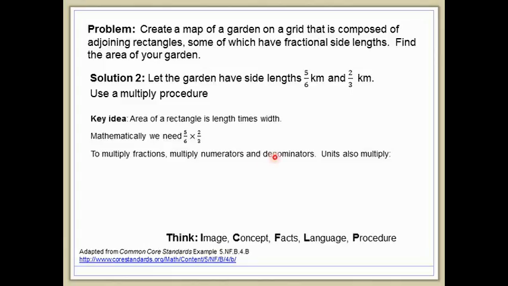So that's the procedure. Multiply the numerators, multiply the denominators, and also multiply the units when we're working with ideas that involve units. So what we need to do is 5/6 kilometers times 2/3 kilometers. We'll multiply the numerators. 5 times 2 gives me 10. Multiply the denominators. 6 times 3 gives me 18. And my units also multiply. Kilometers times kilometers is kilometers squared. And these are units of area, while these are units of length.